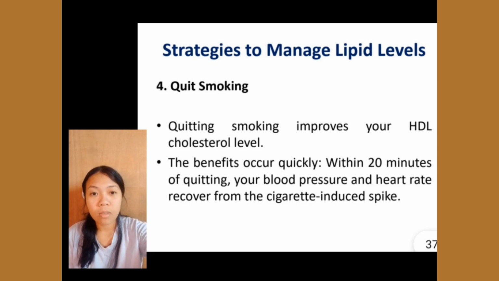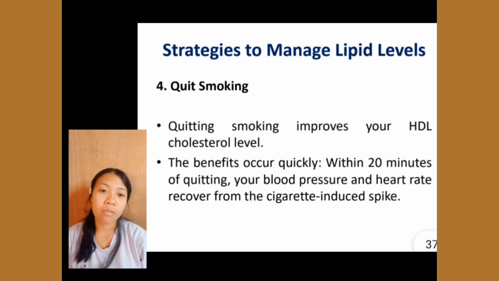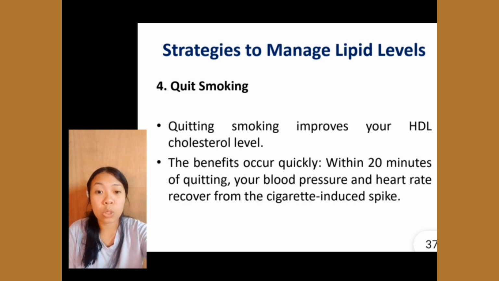Kay pwede nga if quit ka sa imong pagsigarilyo, possibility nga daghan ang imong HDL cholesterol or good cholesterol, then it can also have benefits dayon nga mo-effect sa imong body if magsugod ka undang sa cigarettes.